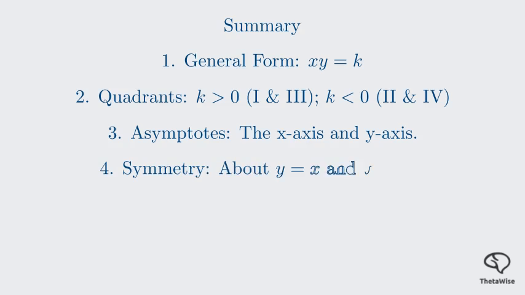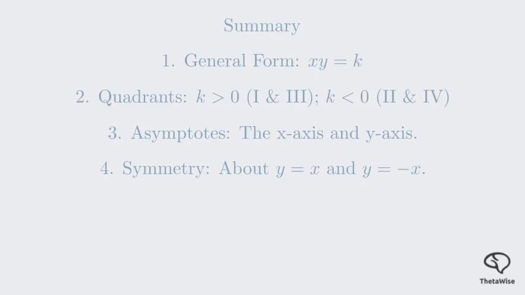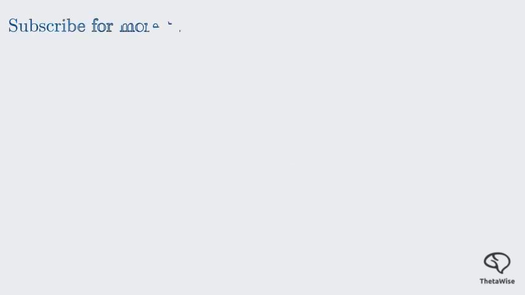Finally, the graph has a beautiful symmetry. The two branches are symmetrical about the lines y equals x and y equals minus x. By following these rules and using our two-step process of identifying quadrants and finding a few points, you can accurately sketch any rectangular hyperbola.